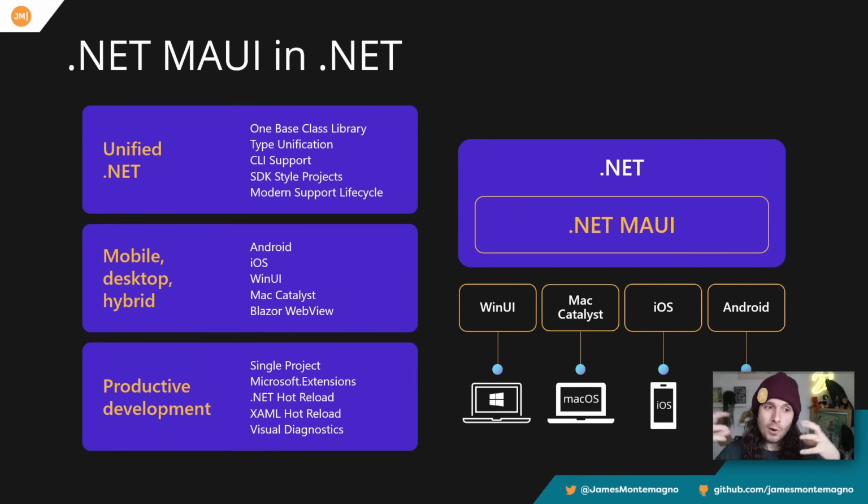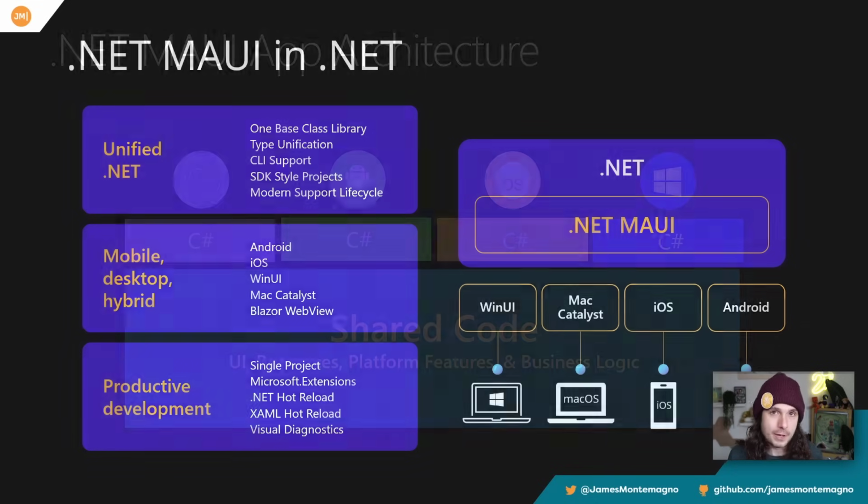Now, the great part is that it's part of .NET, so you get all the stuff that you know and love from .NET. So the base class library, type unification, CLI support, SDK style projects, support lifecycle. You can target iOS, Android, Mac, and Windows, and hybrid with this BlazorWebView, which I'm going to talk about today. And of course, get access to all those productivity features in Visual Studio and Visual Studio for Mac.